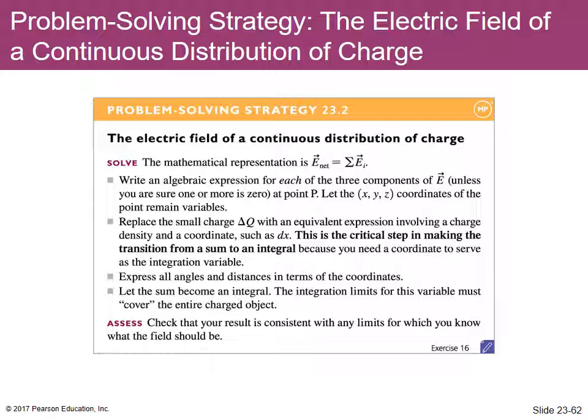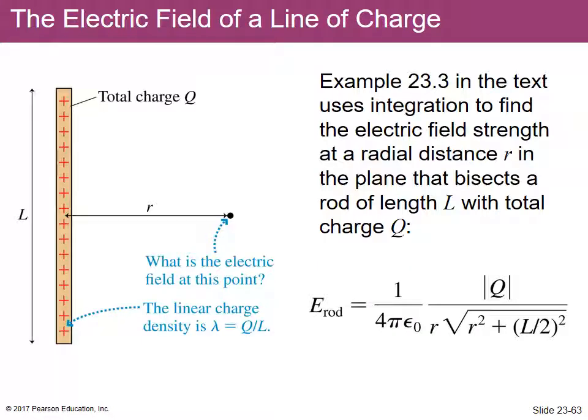Express all angles and distances in terms of the coordinates. Let the sum become an integral. The integration limits for the variable must cover the entire charged object. Example 23.3 in the text uses integration to find the electric field strength at a radial distance r in the plane that bisects a rod of length L with total charge Q.